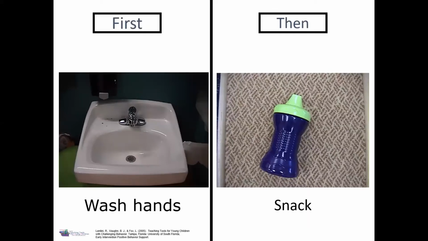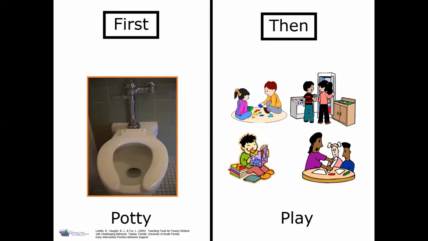So first, then, visuals are also really helpful. This can be used to communicate what we're going to do first and then what we're going to do next. So first, we're going to wash our hands, then we're going to get our snack. First, we're going to use the potty, then we're going to play.